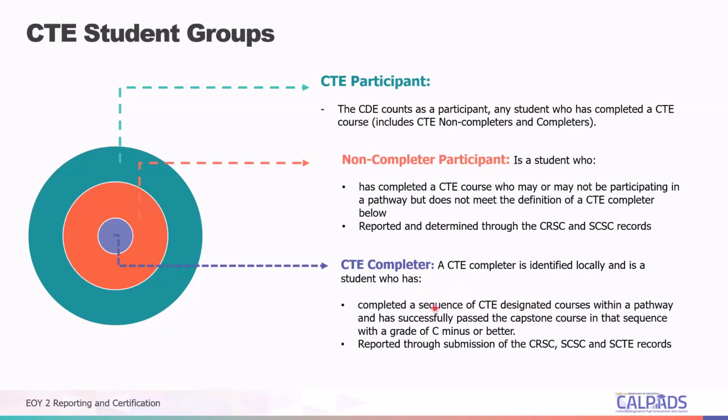So to distinguish a CTE completer from a non-completer, the LEA must report 3 file types: the CRSC that reflects the capstone course, the SCSC that reflects the completion of that capstone course by the student, and it would also include a grade of C- or higher, and the SCTE record that reflects that the student completed a specific pathway in this current academic year associated to that capstone course.